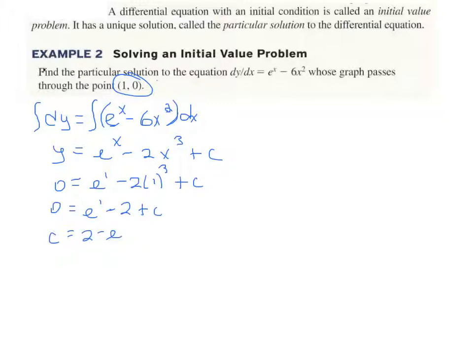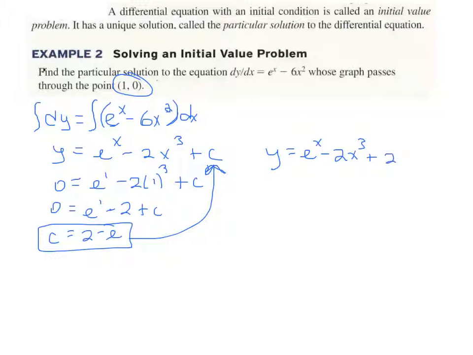All right, and then the particular solution is going to have that filled in for the c right there. So our particular solution will be y equals e to the x minus 2x cubed plus 2 minus e, because that's c. So that right there is the particular solution. And if we graph that, it will go through the point (1, 0), and we'll have the derivative of e to the x minus 6x squared.